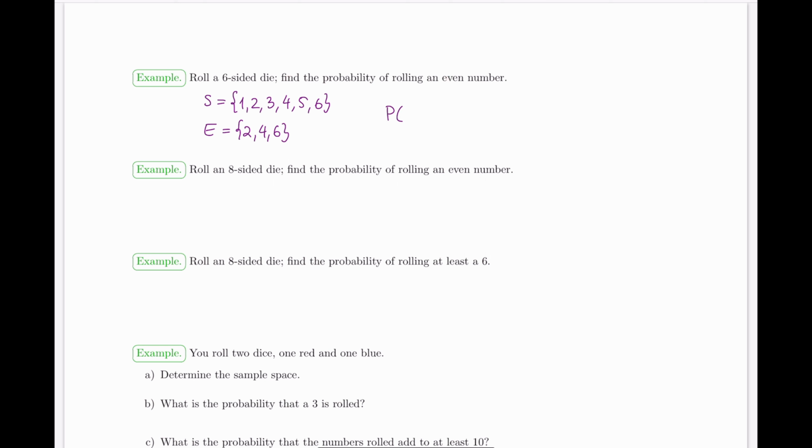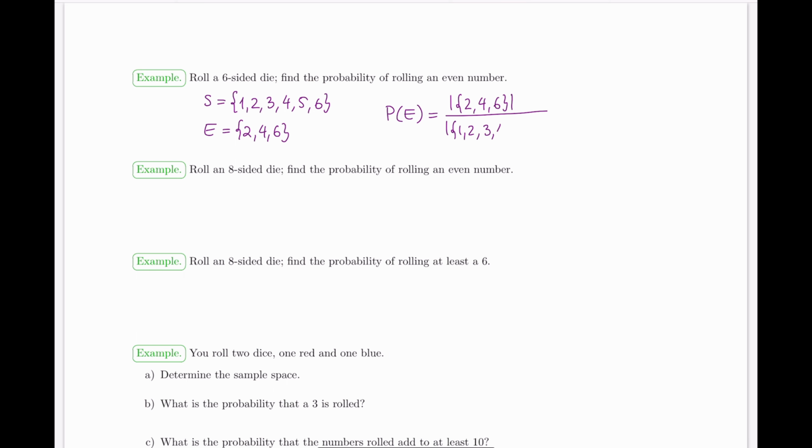I'm going to calculate the probability. So probability of E, or probability of rolling an even number, is going to be the number of desirable outcomes, which is all of these. So the number of elements in the set E divided by the number of all the possible outcomes, which is the entire sample space.